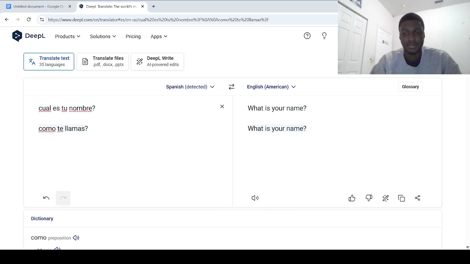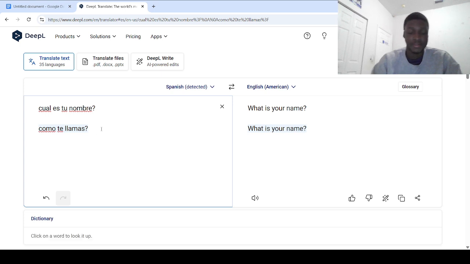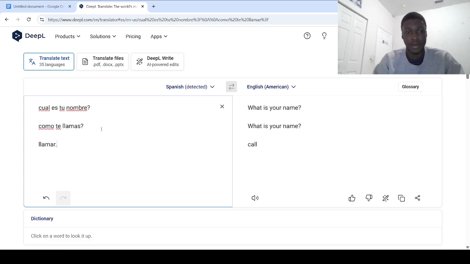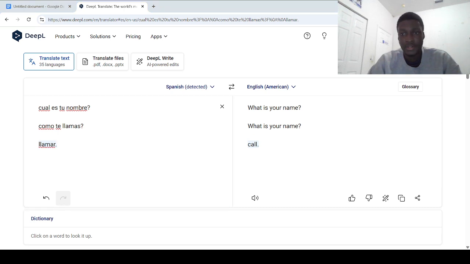¿Cómo te llamas? Well, ¿cómo means how, right? What about te llamas? Well, let's break that down. First of all, you have to recognize that llamas is a conjugation of the verb llamar, which means to call, as you can see here. However, you will notice that there's a te in front of that llamas. Now, what does that mean? Well, it means that this is a reflexive verb.